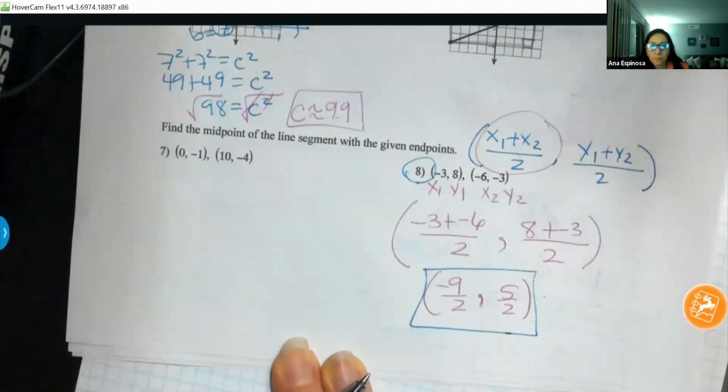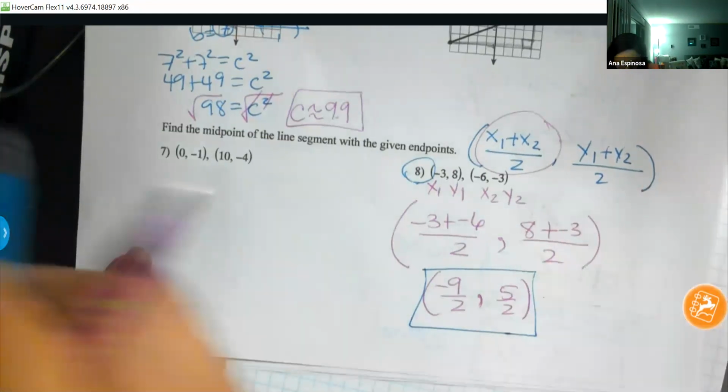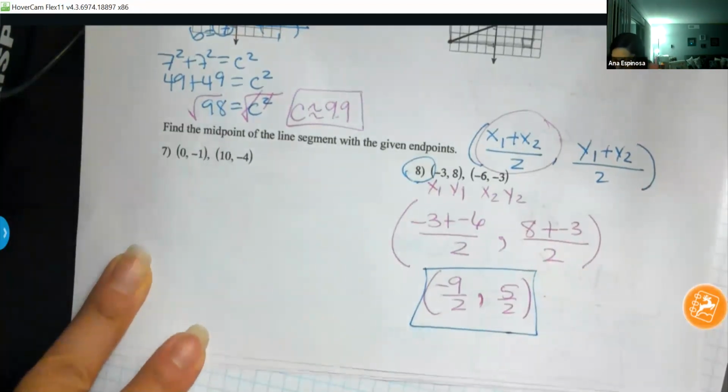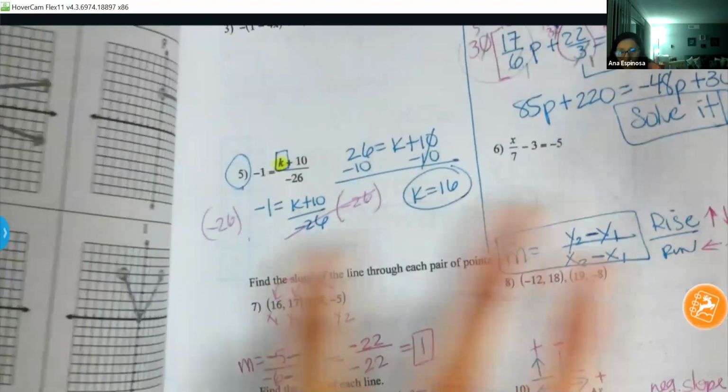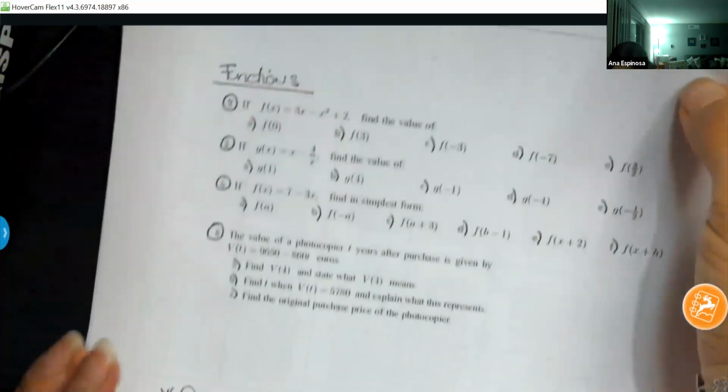It's not too bad. Add your x's, divide by 2. Add your y's, divide by 2. By adding, I mean putting them together. Sometimes you'll end up subtracting like we did in this case, right? That's what adding means. All right, let's do a little bit of function notation. And at the end, I'll be doing some of this in the back. We'll practice that more in class.